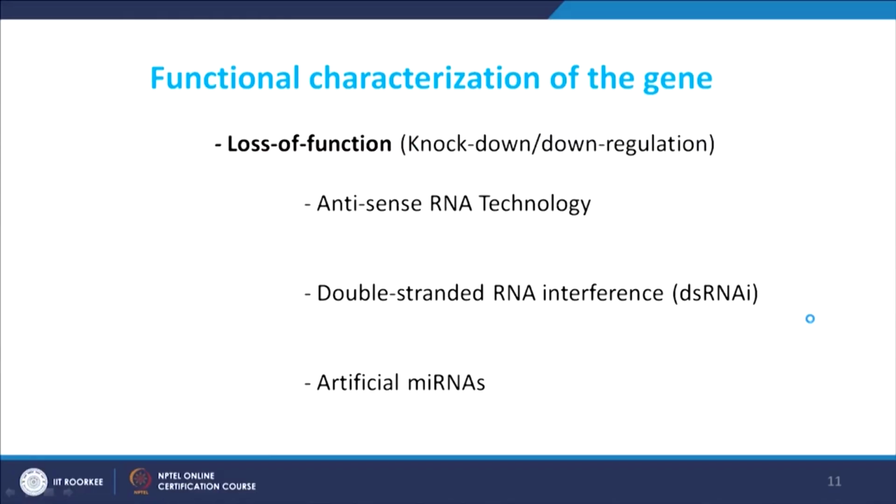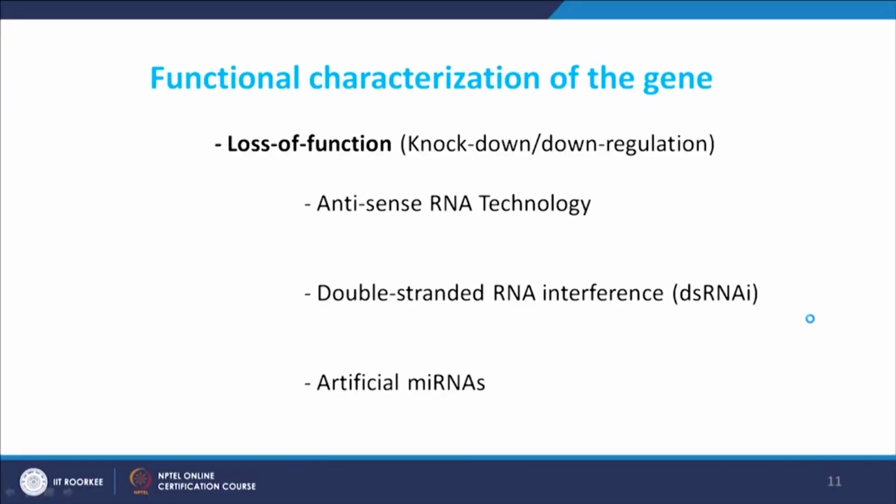Another mechanism we are using to study the loss of function is knockdown or down regulation. So here we are not disrupting the genomic copy, but we are regulating after the transcription. So we are reducing the expression level either at the protein level or at the transcription level, and there are some techniques which are being used for this function. One is the antisense RNA technology. This was one of the pioneer techniques, but these days there are many more techniques. Then the second method is double stranded RNA interference or artificial microRNA.